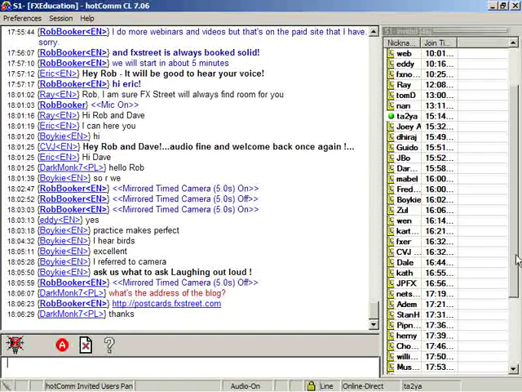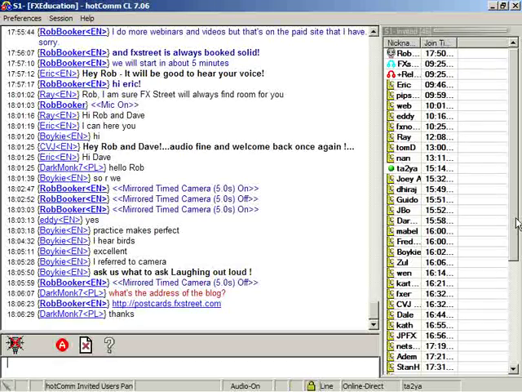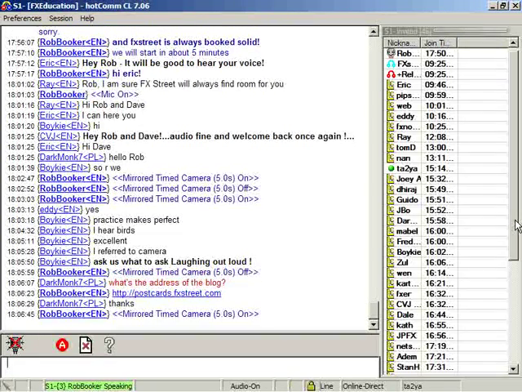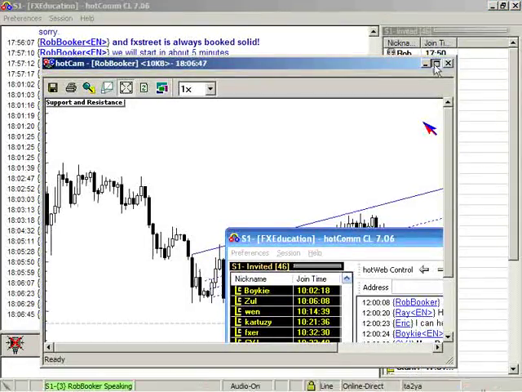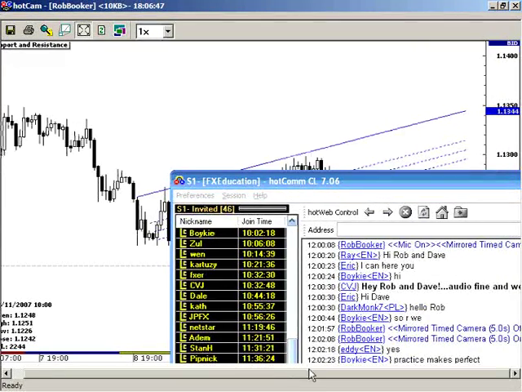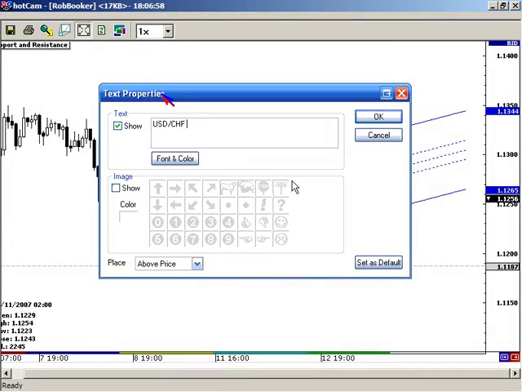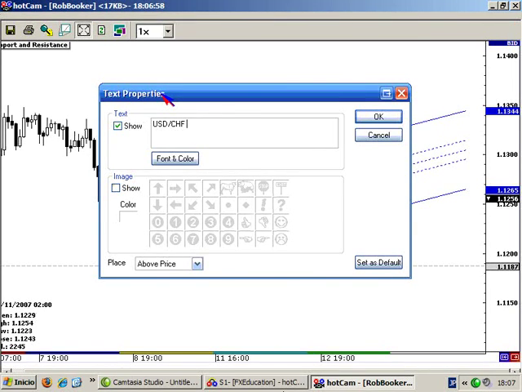Here we go, Dave. We're going to try to share something on HotCom. Let's share away. Ta-da! That should show you all a picture of my chart. This is the USD CHF, and it is the 1 hour chart.